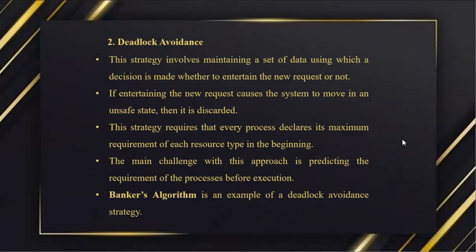Deadlock avoidance. This strategy involves maintaining a set of data using which a decision is made whether to entertain a new request or not. If entertaining the new request causes the system to move into an unsafe state, then it is discarded. This strategy requires that every process declares its maximum requirement of each resource type in the beginning. The main challenge with this approach is predicting the requirement of a process before execution. Banker's algorithm is an example of a deadlock avoidance strategy.